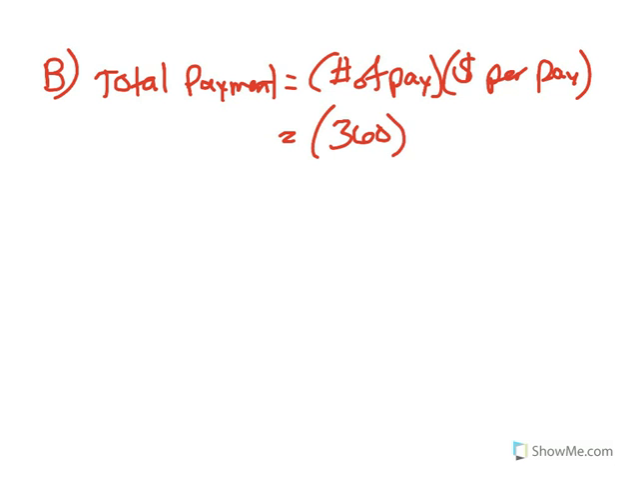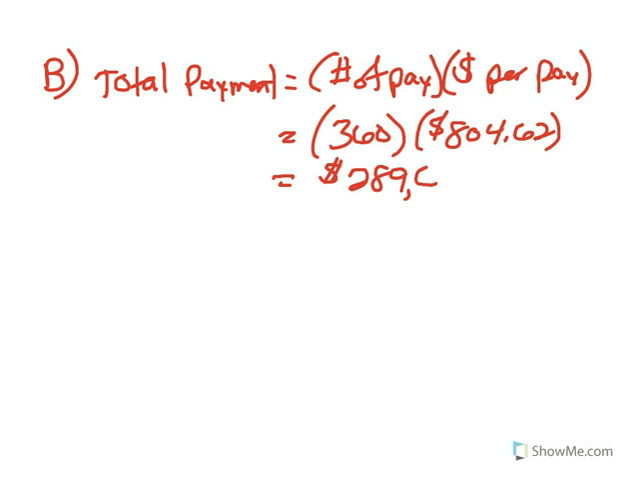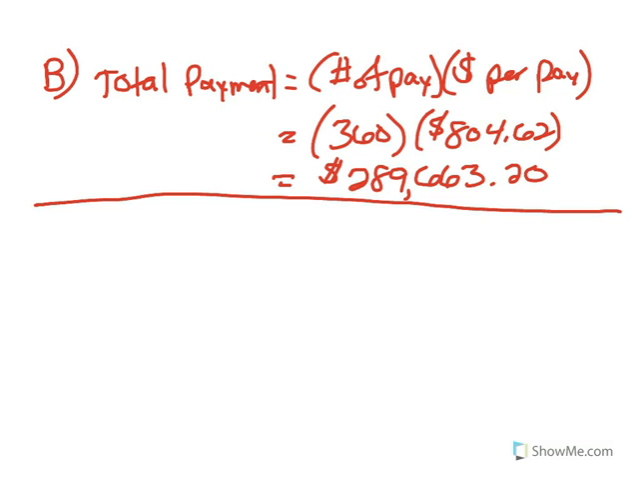Dollars per payment: we just figured out every month they're paying $804.62. If you multiply those using a calculator, you'll get that their $100,000 house only cost them $289,663.20. In case that doesn't resonate with you, let me put it into simpler terms. It's worth $100,000, and you paid over $189,000 more for it. The bank's not nearly as nice as you would think.